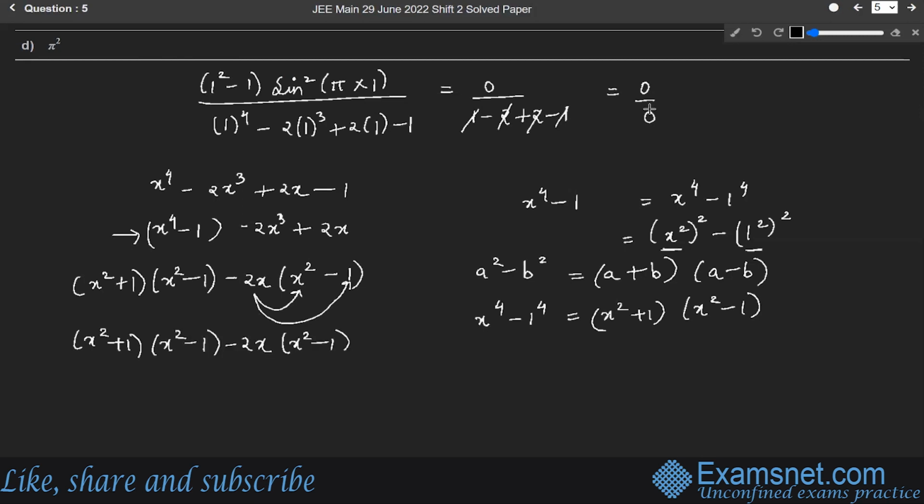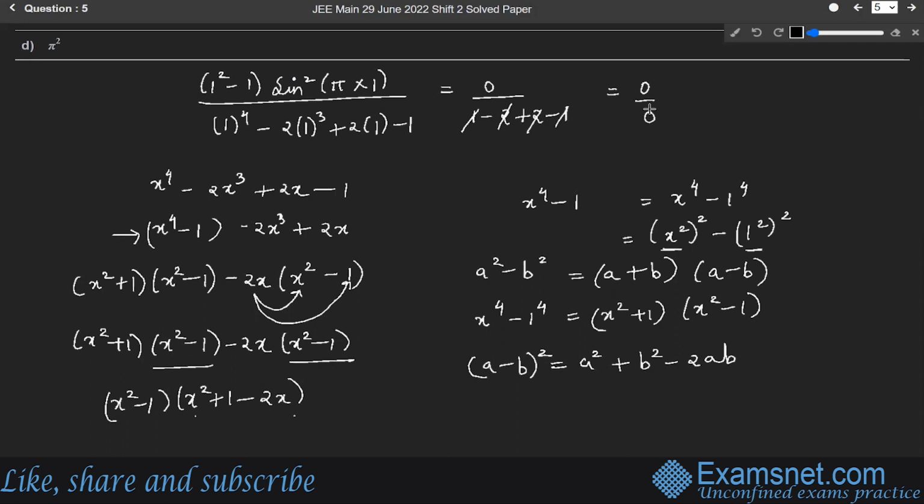Now we can see that x square minus 1 is also common, right? So let us take it common. Now the remaining terms are x square plus 1 minus 2x. Again, what is x square plus 1 minus 2x? It is in the form of (a minus b) whole square. (a minus b) whole square is a square plus b square minus 2ab. And x square plus 1 minus 2x is in the same form.